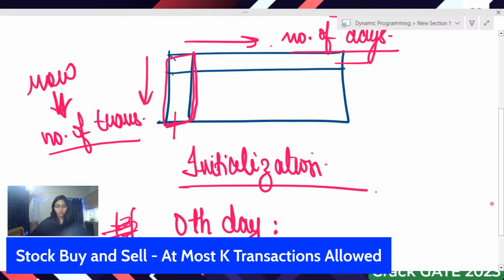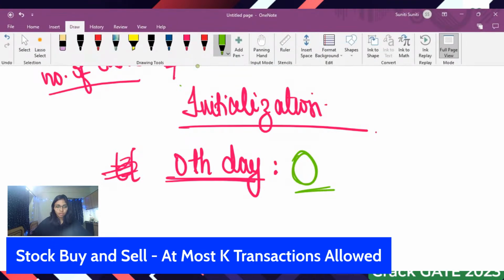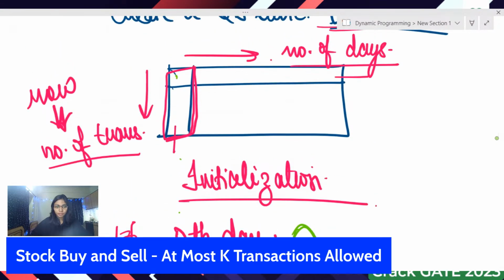So let us say that you are doing a transaction on the 0th day. No matter how many transactions are given to you, if there is just one day given to you, obviously the profit that you are going to make is zero. Because in one day you can't buy and sell, or let us say you bought and sold the stock on the same day, then the maximum profit is zero only, because there will be no change in values. So the first column will be filled with zero.